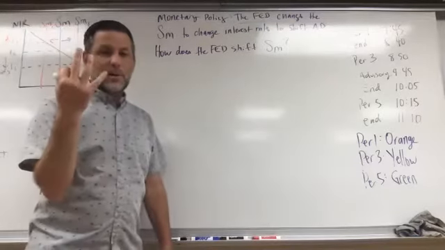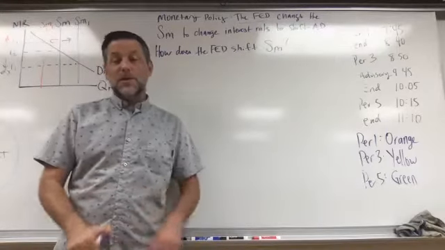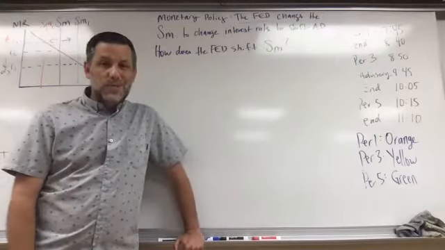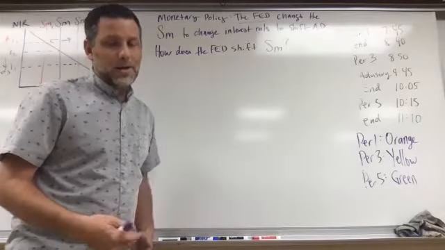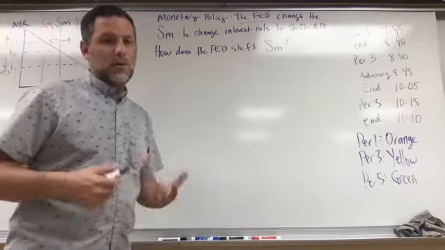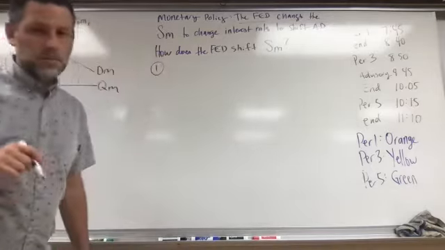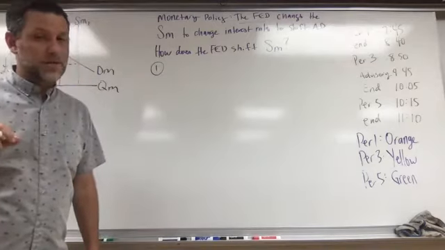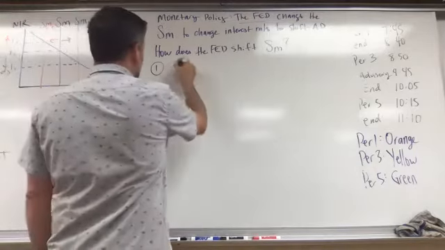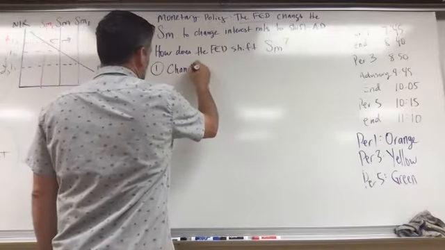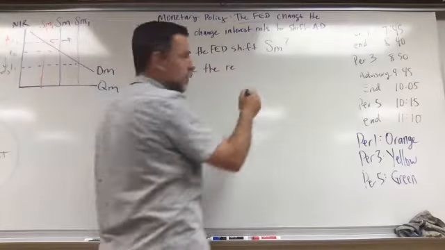So it turns out there are 3 ways that the Fed can shift the supply of money. The first 2 don't happen very often, but the third one does happen a lot. So we're going to go through all 3. The first way that the Fed can shift the supply of money is that the Fed can change the reserve requirement.